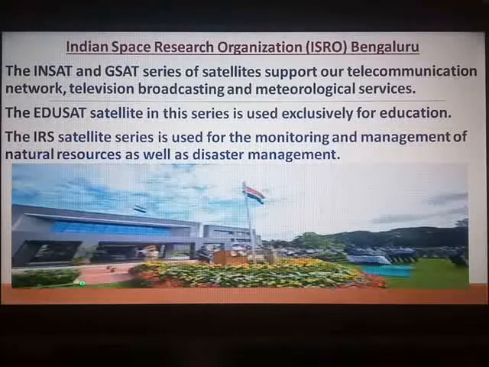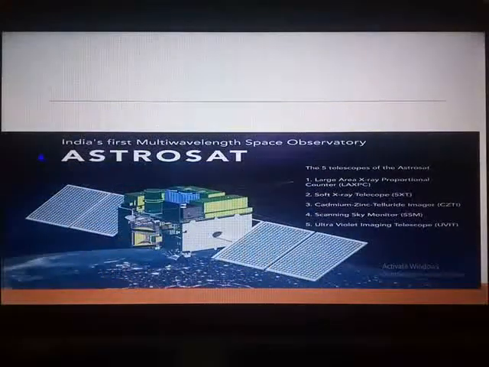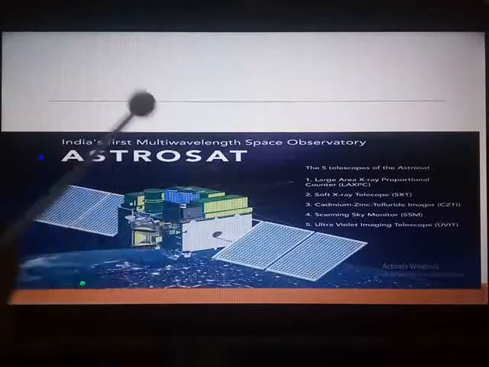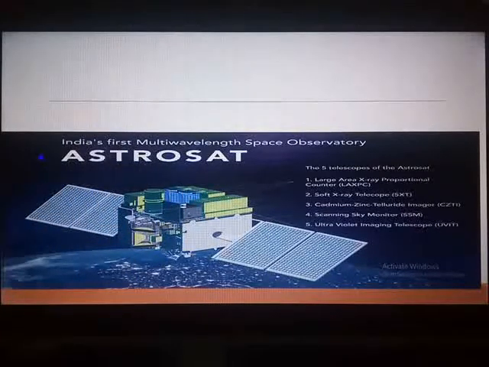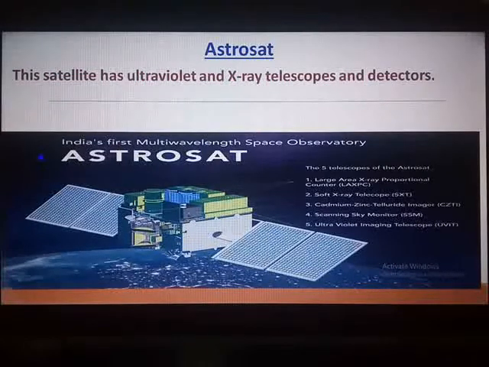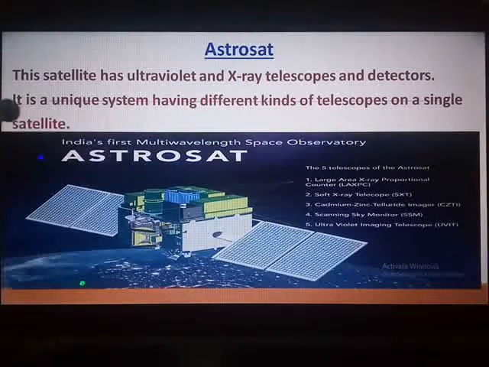The last topic to end the revision of this chapter is AstroSAT. In the year 2015, our nation, India, through ISRO, the Indian Space Research Organization, launched an artificial satellite named AstroSAT in space. The unique feature of this satellite is that it has ultraviolet, that is UV, and X-ray telescopes and detectors, and most of the parts used in this satellite are made in India. It is a unique system having different kinds of telescopes on a single satellite.